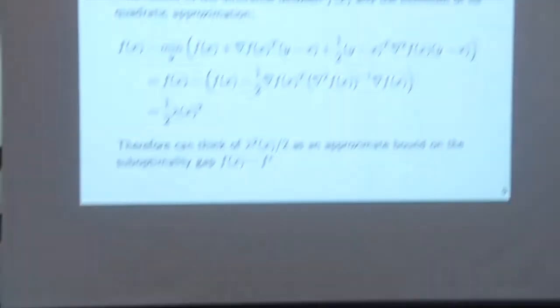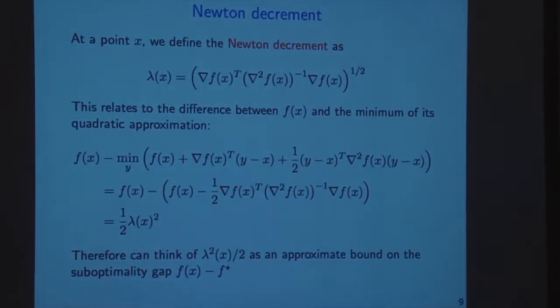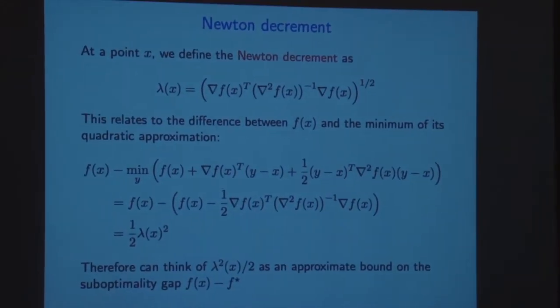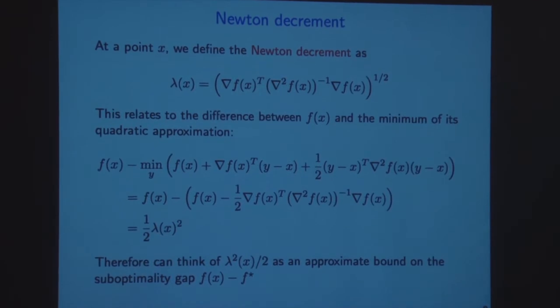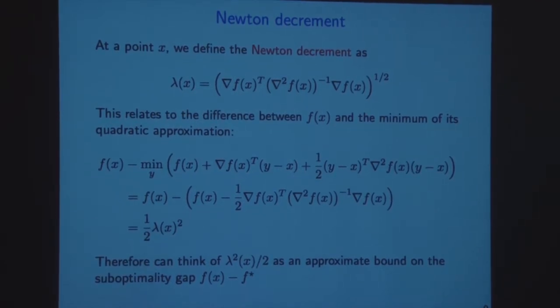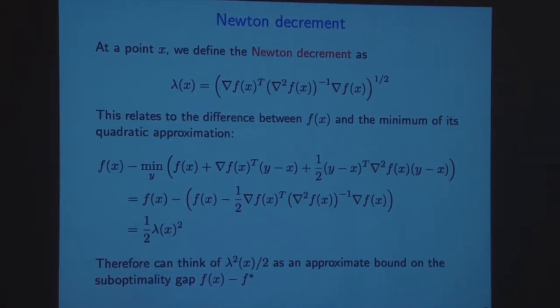There's this important quantity now that we're going to define called the Newton decrement. It gives us yet another way to interpret the Newton step, and we're going to see it's also helpful as a stopping criterion and also when we talk about backtracking line search. So this is something that you'll see often when you learn Newton's method.